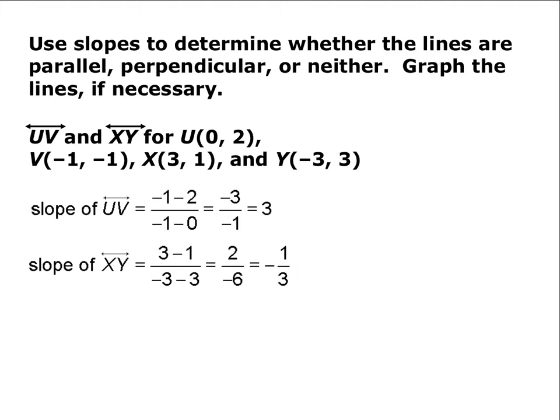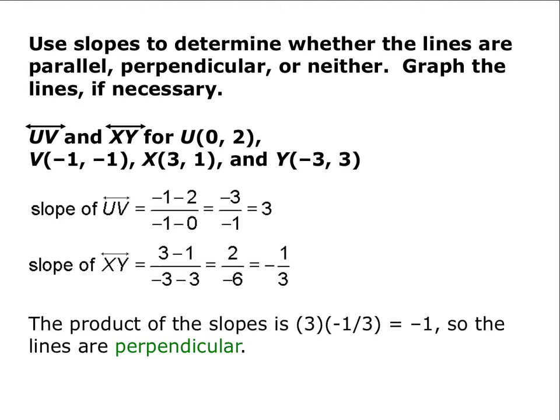The 1 would be on the top, the 3 on the bottom. Okay, so 3 and -1/3. Are those the same numbers? Is 3 the same as -1/3? No. So they're not parallel. Are they the opposite reciprocals? If you multiply them, will you get -1? Yes. Yeah, because you get -3 over +3, so yes, that would be -1. So the lines are perpendicular.